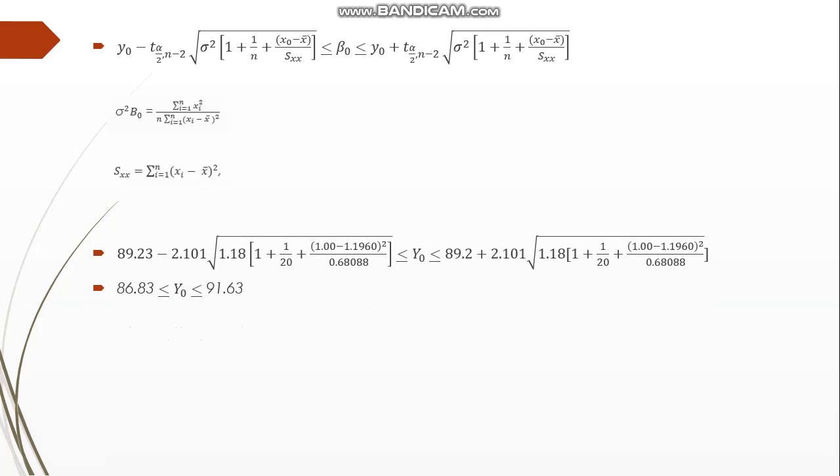As you can see, the y0 is 89.23, the t is 2.101, the variance is 1.18, the x-axis is 0.68, and the x bar is 1.1960. After that, we do some calculation and some math, and the result is 86.83 less than or equal to y0 and less than or equal to 91.63.